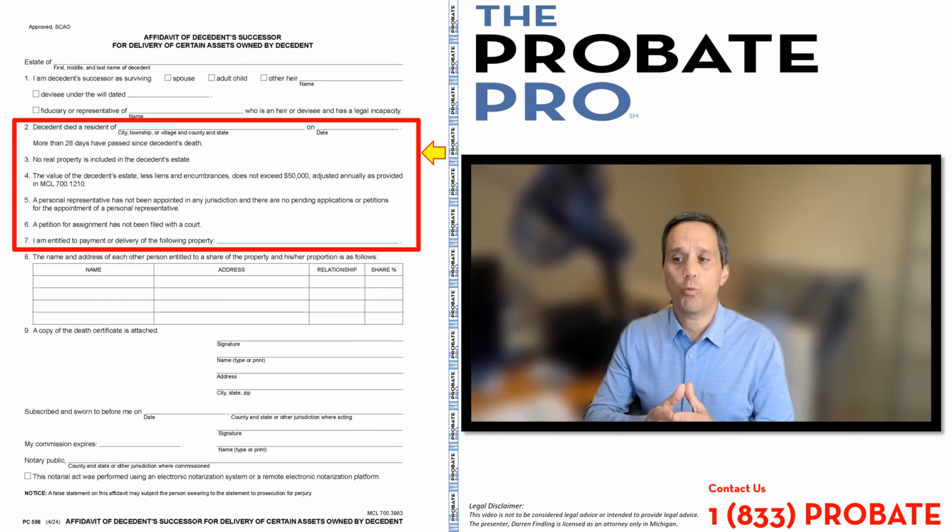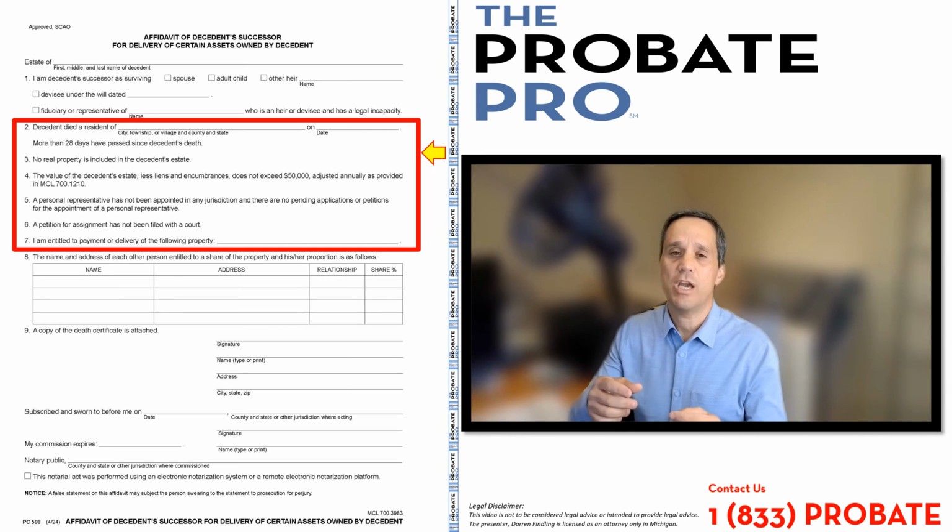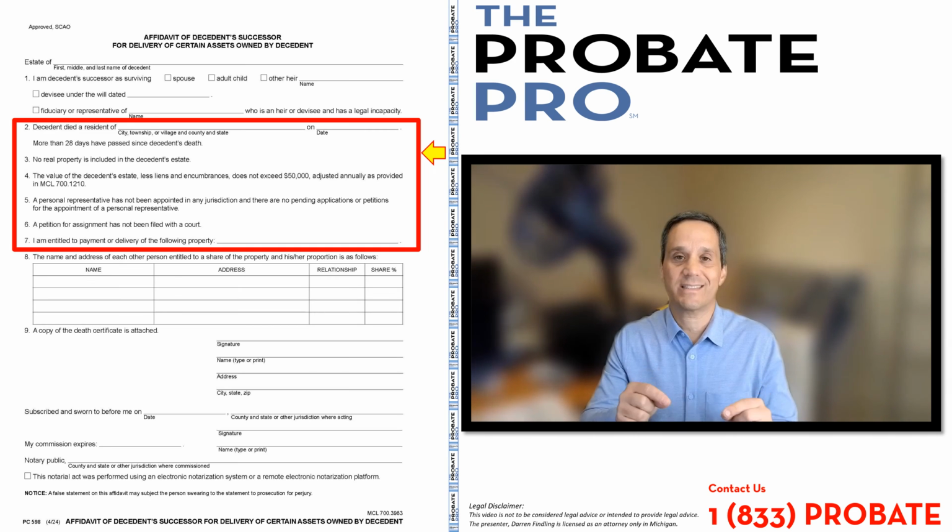3, no real property is included in the decedent's estate, meaning this is not to be used to gain access to real estate like a house, a home, or land, but rather the delivery of an asset that's being held by a financial institution or another person. 4, the value of the decedent's estate, less liens and encumbrances, these are the debts secured by the property, does not exceed $50,000.